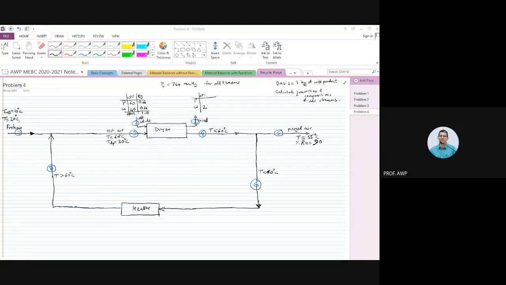Shall we stop here for the day? Would you be able to solve this problem over the weekend? Yes, sir. Is recycle and purge included in the midterm? Recycle and purge, how different is it from any of the problems? It is just material balance, right? Yes, sir.